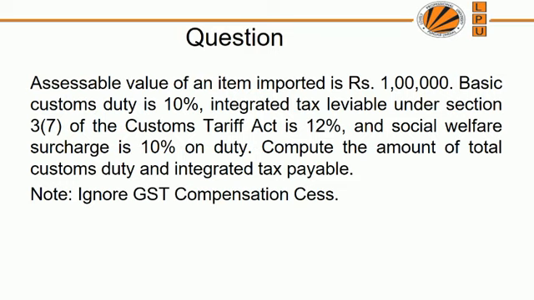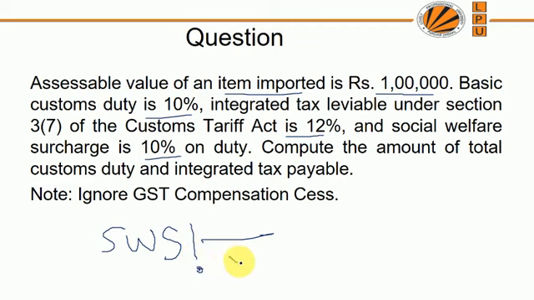Okay. So next question. Assessable value, very simple question. This question can be asked in 5 marks also. Assessable value of an item imported is 1 lakh. Basic custom duty is 10%. Integrated tax leviable under section 3 subsection 7 of Custom Tariff Act is 12%. Social welfare surcharge 10%. Even if SWS, I remind every time, is not given in the question, we are going to calculate it. Calculate the amount of total custom duty and integrated tax payable.